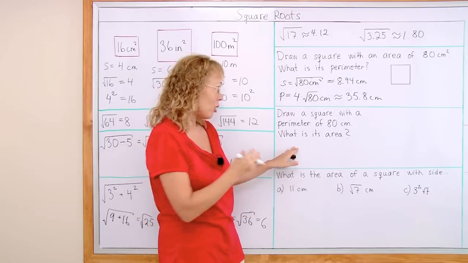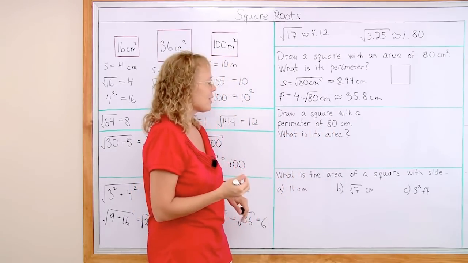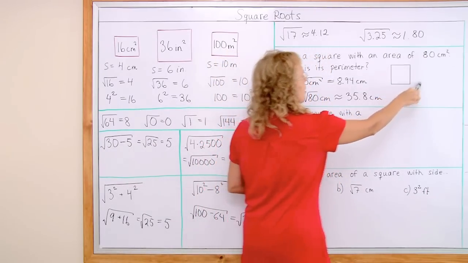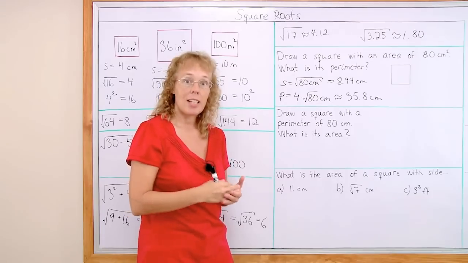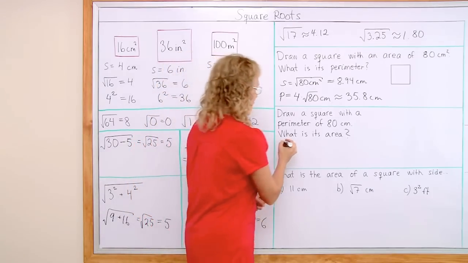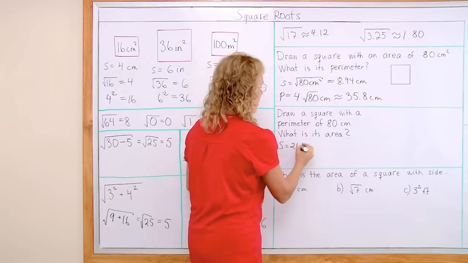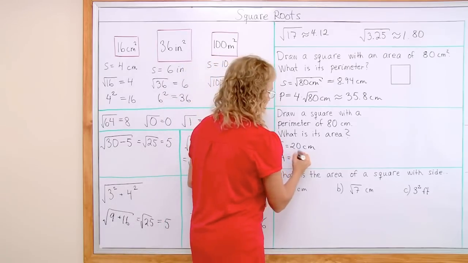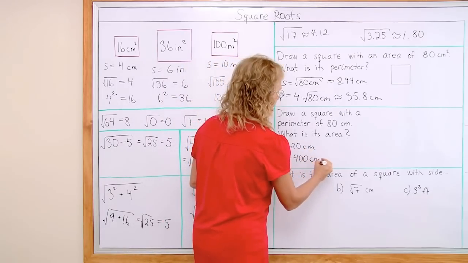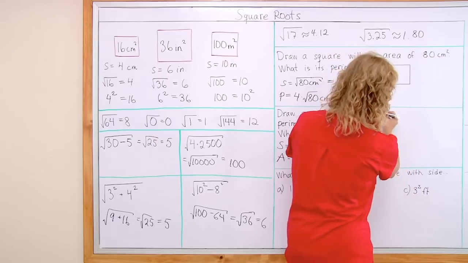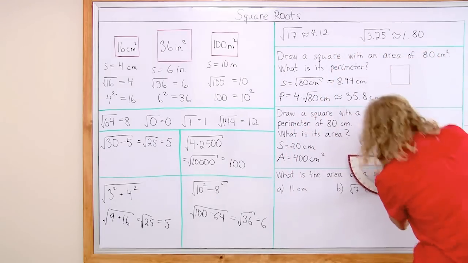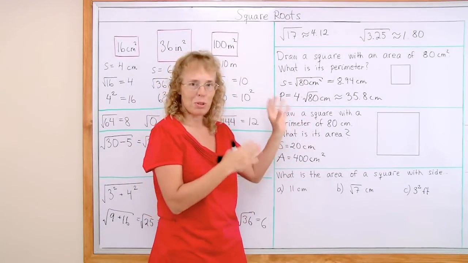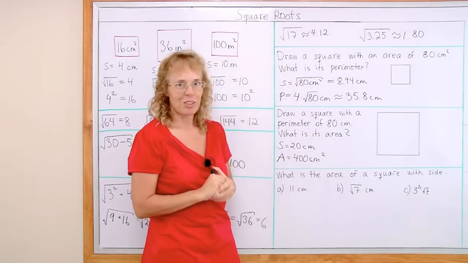And now this problem. Draw a square with a perimeter of 80 centimeters. What is its area? Perimeter means you go around the figure once. So if this distance is 80 centimeters, then the side is that divided by 4. So the side would be 80 divided by 4, which is 20 centimeters. And the area is easy. It would be side times side. 20 times 20 is 400 square centimeters. Okay, I hope you got these two problems very clearly in your mind, so you don't get confused.